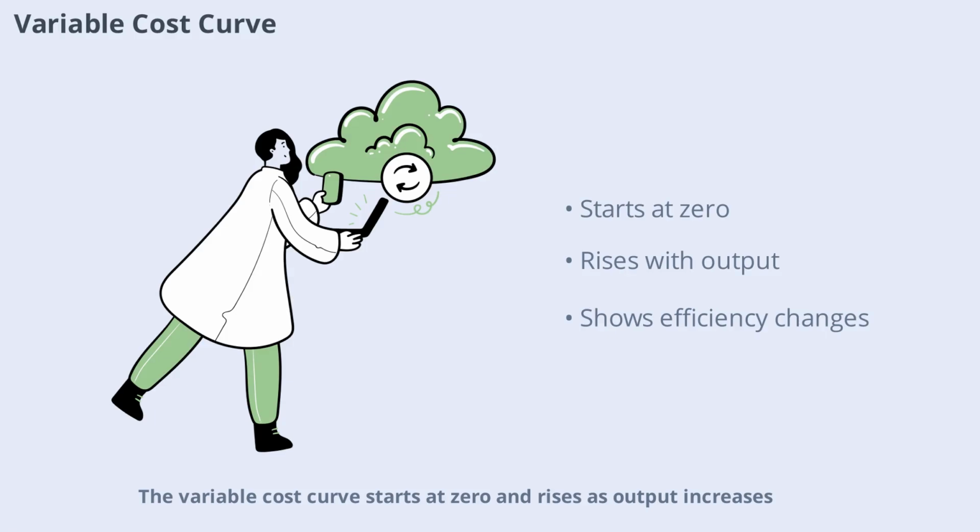Variable cost curve starts at zero and rises as output increases. The shape of this curve depends on how efficiently resources are used. At first, costs may rise slowly, but as production grows, they often rise faster due to inefficiencies. This curve helps businesses anticipate how costs will change as they scale up production.